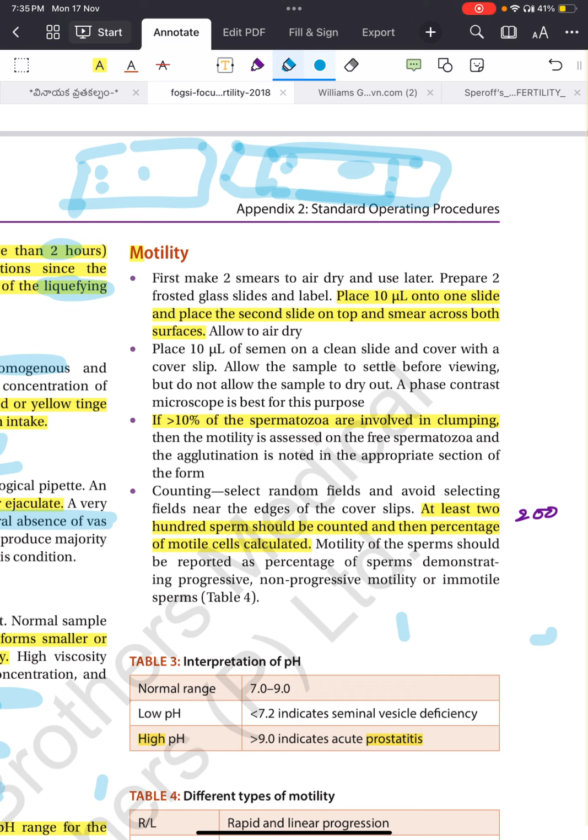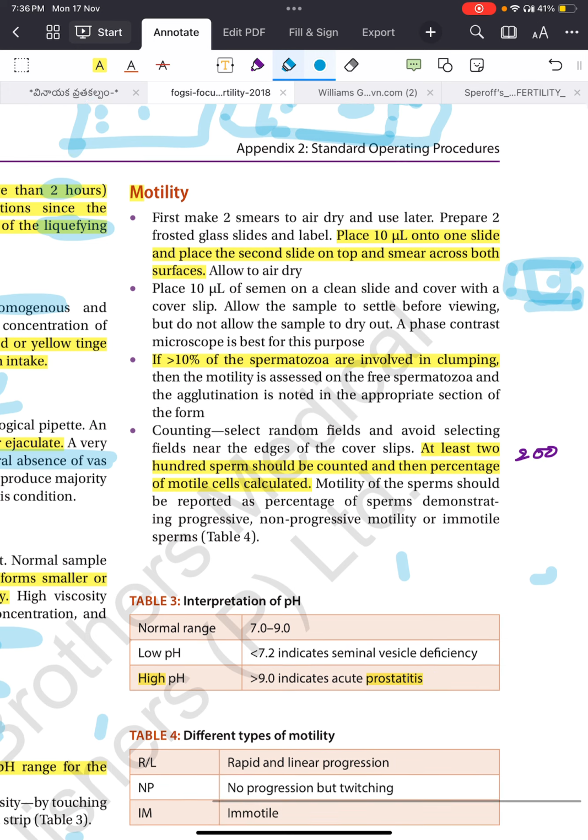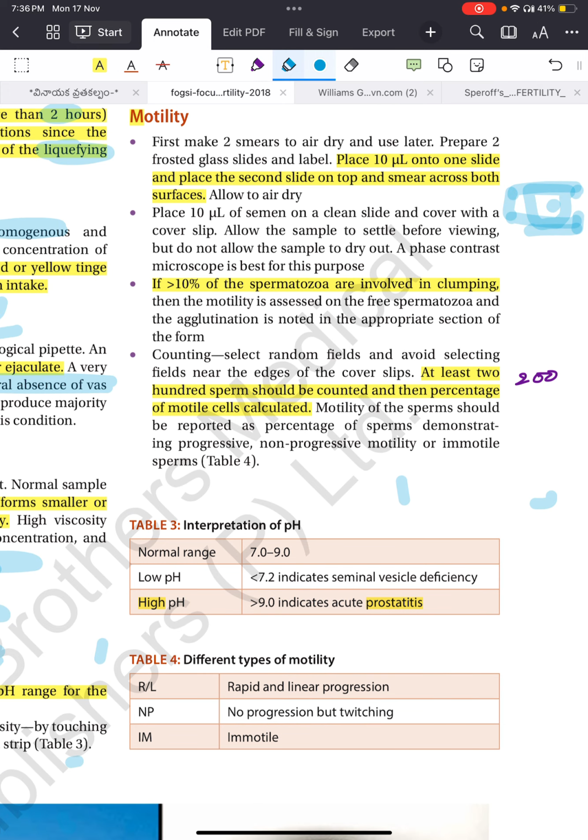Second, place 10 microliters of semen on a clean slide. We take a slide, put the semen, and place a cover slip. Allow the sample to settle before going on, but do not allow the sample to dry out. We'll use a contrast microscope. If 10% of spermatozoa are involved in clumping, then motility is assessed on free spermatozoa, and aggregation is noted in the appropriate section of the form.